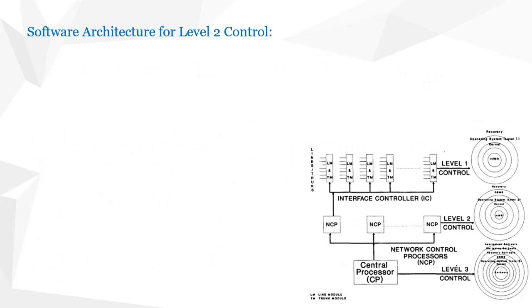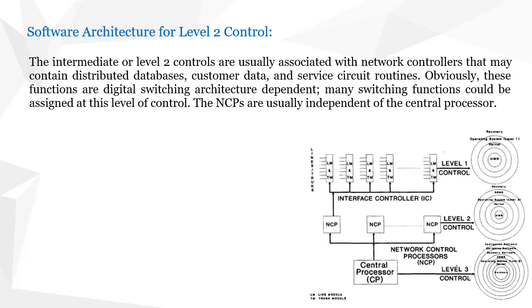Now let us discuss the software architecture for level 2 control. The intermediate or level 2 controls are usually associated with network controllers that may contain distributed databases, customer data, and service circuit routines. You remember we discussed distributed databases and other customer data related information; all these are controlled at level 2. Obviously, these functions are digital switching architecture dependent. Many switching functions could be assigned at this level of control. So this is one of the main parts of the software architecture.